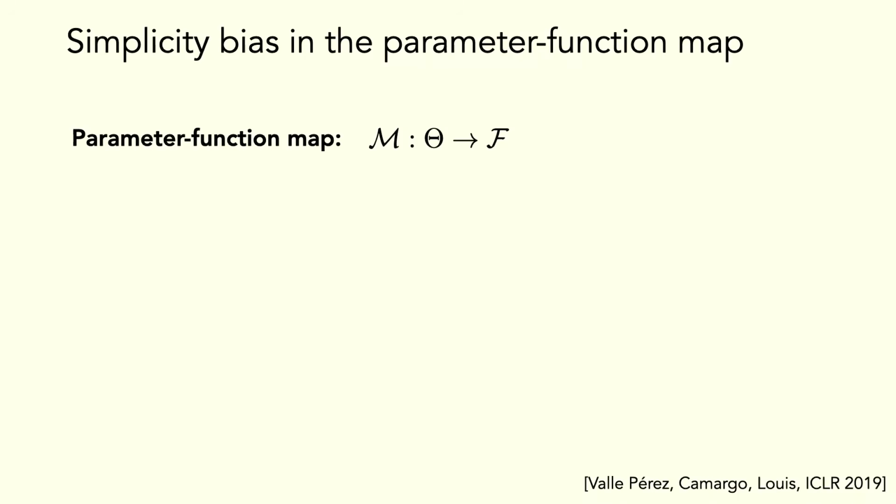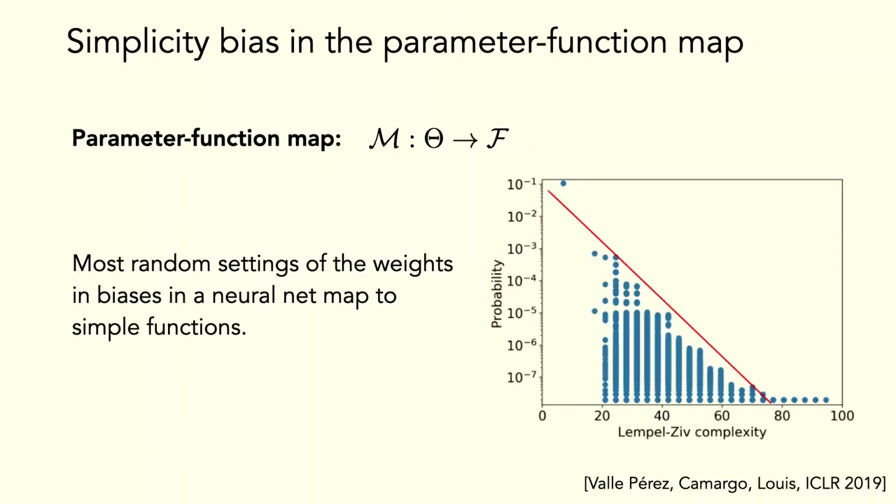So the parameters and the function space are not the same thing, and we can look at the parameter function map. And this is what was observed by these authors a few years ago, empirically. They didn't prove this, but they observed it empirically. If you just sample a random set of parameters in an MLP or some other neural net models, most of them will map to functions f that are simple according to, this is not number of parameters, this is not VC dimension, this is another one, Lempel-Ziv complexity.